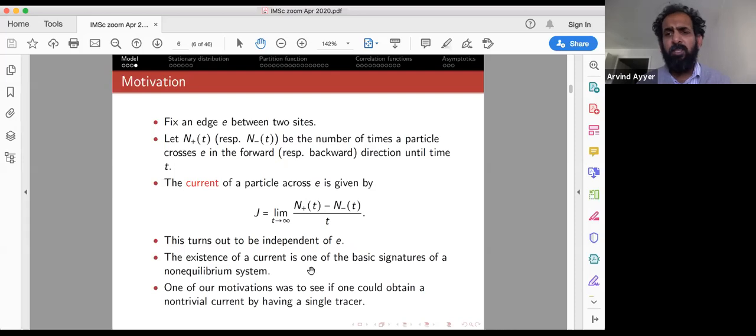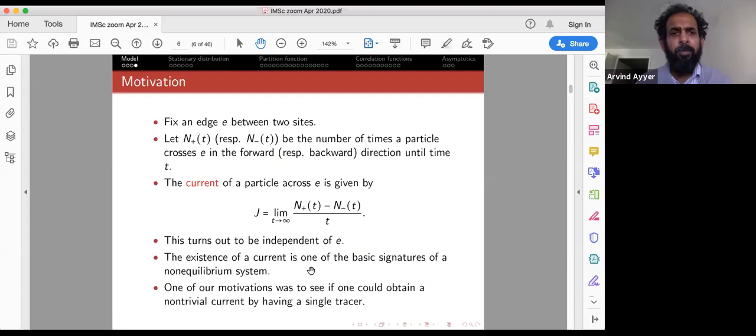So without loss of generality, take P to be greater than or equal to Q. So it's trying to push, let's say, in the clockwise direction. One wants to know whether one can generate a current for a large system this way. This is a natural question, and somehow this was not yet studied.